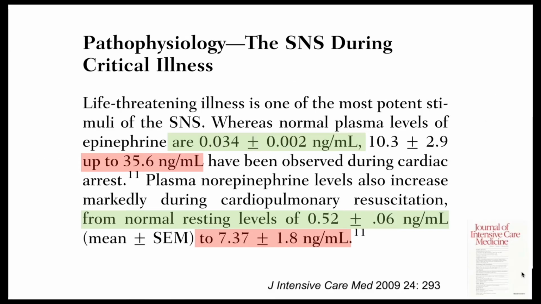Now, the pathophysiology: life threatening illness is one of the most potent stimuli for sympathetic nervous system stimulation. Whereas the normal plasma level of epinephrine is 0.03, it can go very high in critical illness and cardiac arrest.